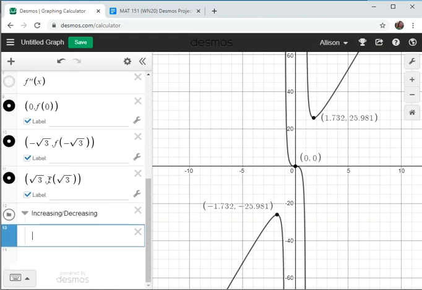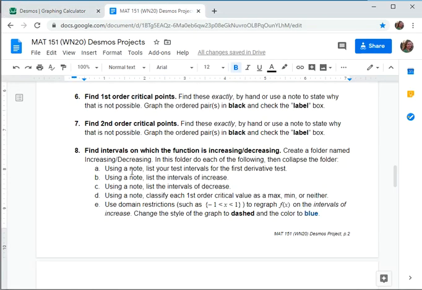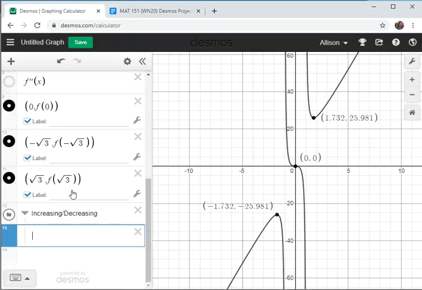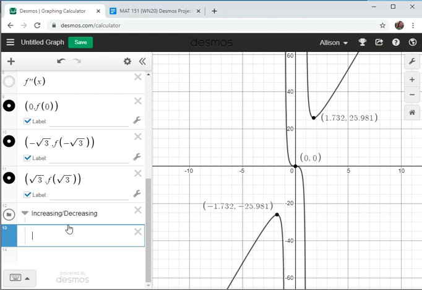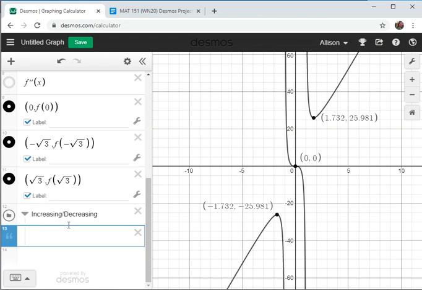And then in that folder, see how I'm tabbed over a little bit? I'm in the folder. In that folder, we need to use a few notes. Notes to list test intervals for the first derivative, then list intervals of increase and intervals of decrease. Okay, so this is going to be a note. You can also just hit the quotation mark to start a note. So if I'm on the keyboard, next to enter, the quotation mark starts a note.